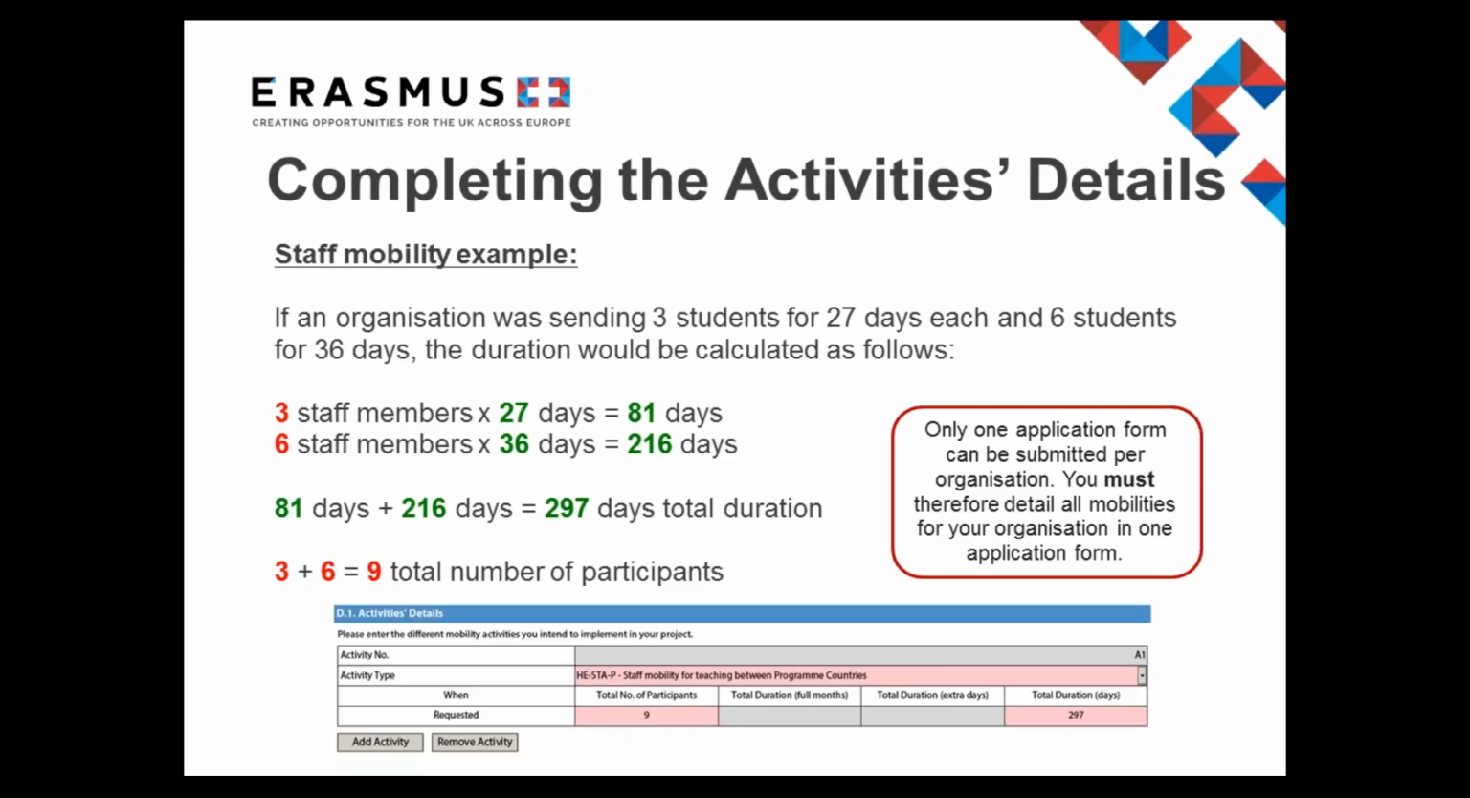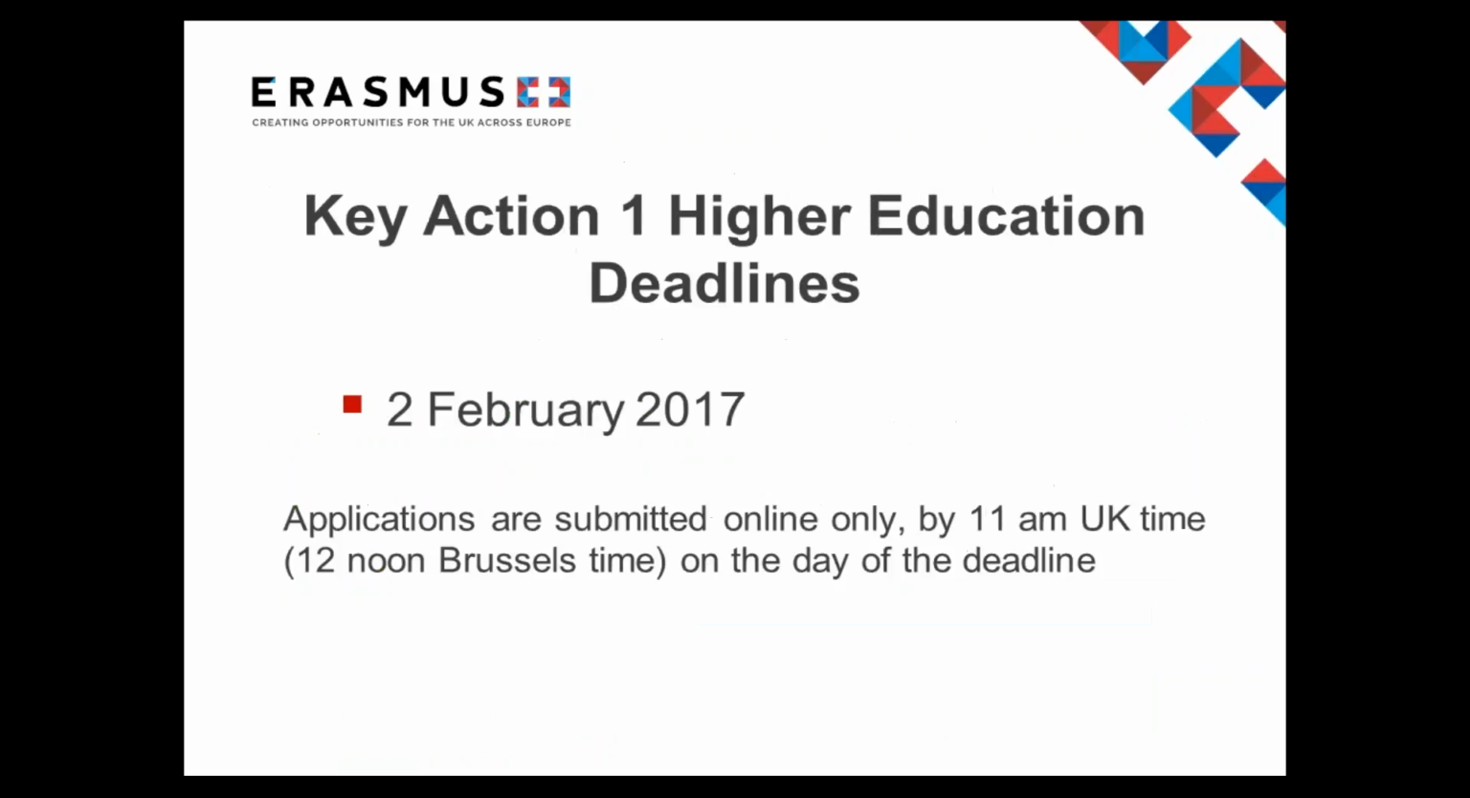I said it before, but I'll say it again. Just so you know, your organisation can only submit 1 application. Therefore, you must detail all of the mobilities for your organisation in the 1 application form. If you do have any questions about how to fill in this section, or indeed how to fill in the application form, please do let us know. We're very keen for you to get this information as correct as you can, because it might lead to your application being ineligible.